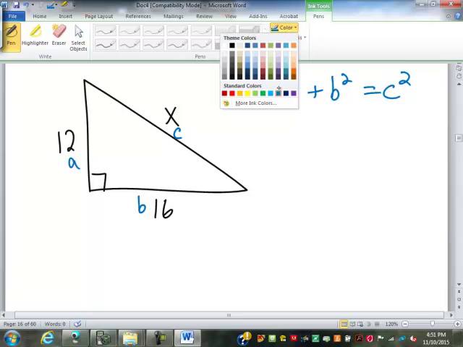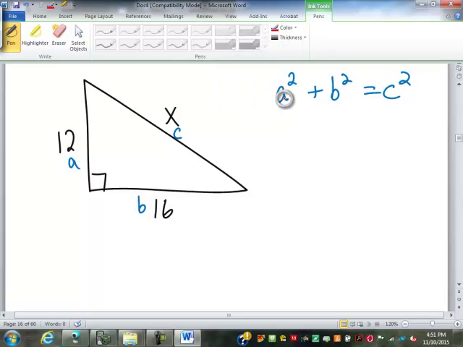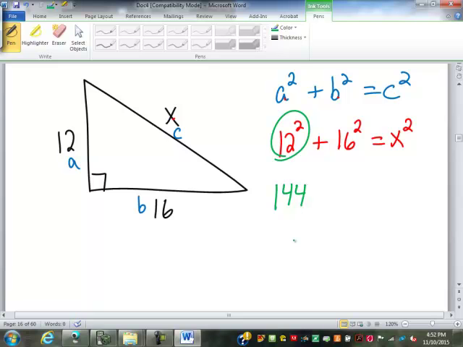So my formula, A squared plus B squared equals C squared. For A, I'm going to put in 12. So 12 squared plus, for B, I'm going to put in 16. So 16 squared equals, I'll put in for C, X. So X squared. What is 12 squared? 144. What is 16 squared? 256, right? That equals X squared.